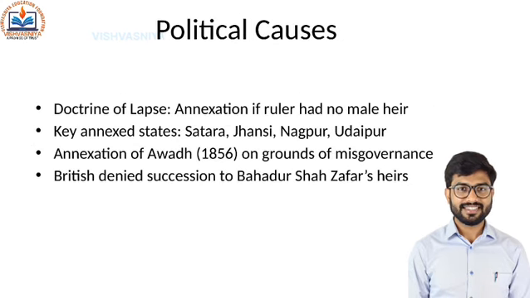Let's first understand the political reasons behind the revolt. The doctrine of lapse, introduced by Lord Dalhousie, stated that if an Indian ruler died without a male heir, the British would annex the kingdom. Many kingdoms like Satara, Jhansi, Nagpur, and Udaipur were taken under this policy. In 1856, Awadh was annexed on the pretext of misgovernance. This shocked the people. Also, the British announced that Bahadur Shah Zafar would not be succeeded by his heirs. This was a direct insult to the once great Mughal dynasty.